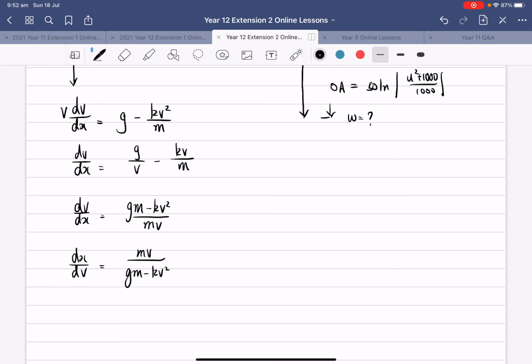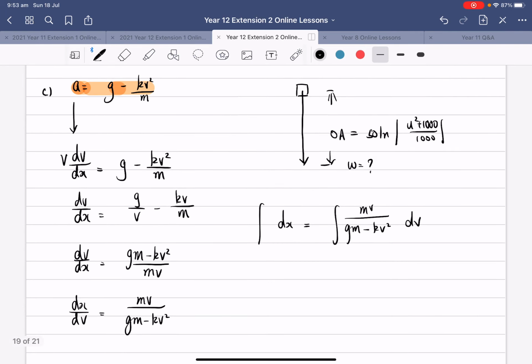Okay, so if we want to integrate this, we can use the method that we just did before as well. So we can integrate dx, equal to the integral of mv over gm minus kv squared dv. All right, let's put our boundary conditions inside. Firstly, when x is equal to 0, velocity is equal to 0. That's the first thing you need to know, right? So when x is equal to 0, velocity is equal to 0.